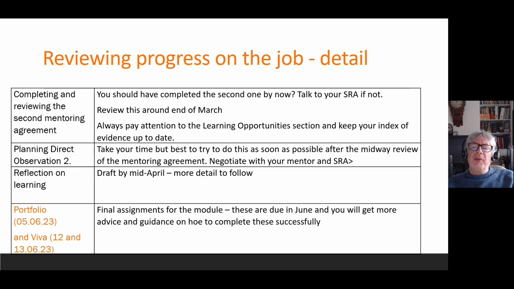You'll have a second direct observation, but that usually is going to be after the midway, so maybe April, May, something like that. You will negotiate that with your mentor and the SRA, and in the main, it's going to be your mentor doing that. Try to focus on direct work, some actual work you do with a person. There will be a reflection on learning, and we'll do a draft on that in mid-April.